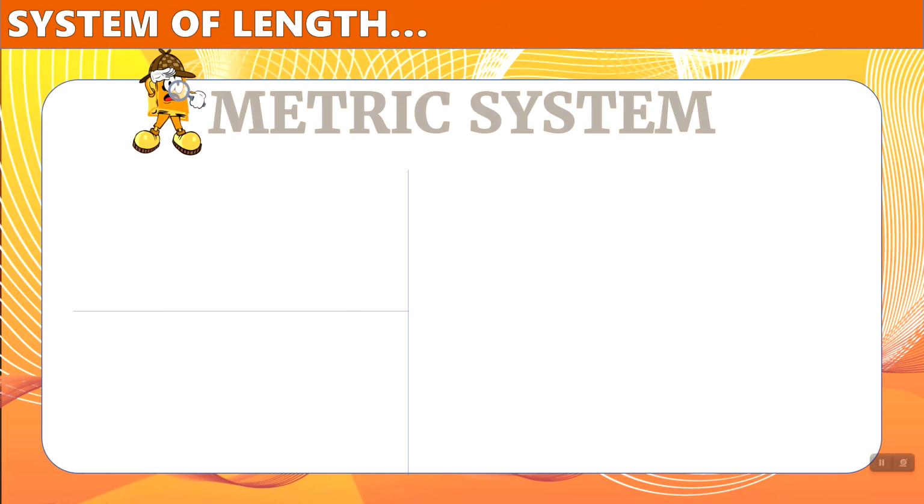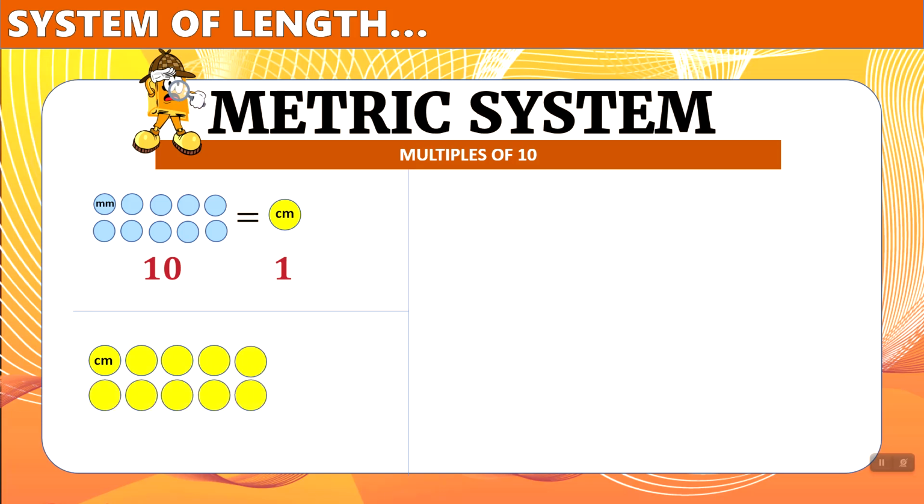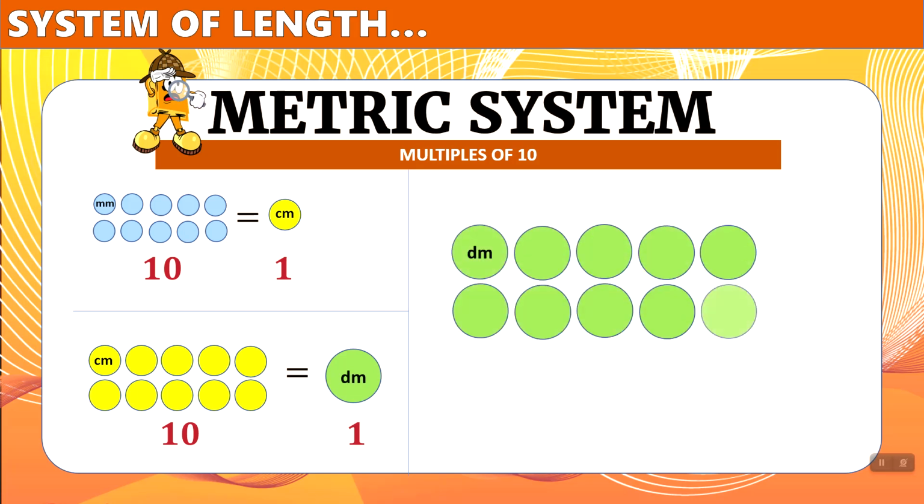And in the metric system, each unit is a multiple of 10. To get from unit to unit, you multiply by 10 or you divide by 10. Let's pretend that this blue dot is called a millimeter. It's kind of small. If we had 10 of those millimeters, that would give us 1 centimeter. And if we had 10 centimeters put together, we would get 1 decimeter. And if we took 10 of those decimeters and put them together, we would get 1 meter. And so let's look at the metric system and all of its units.